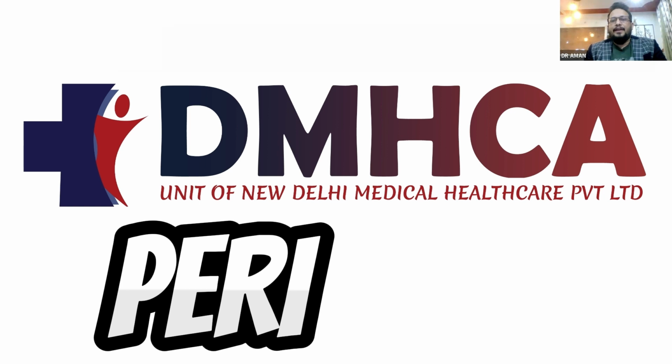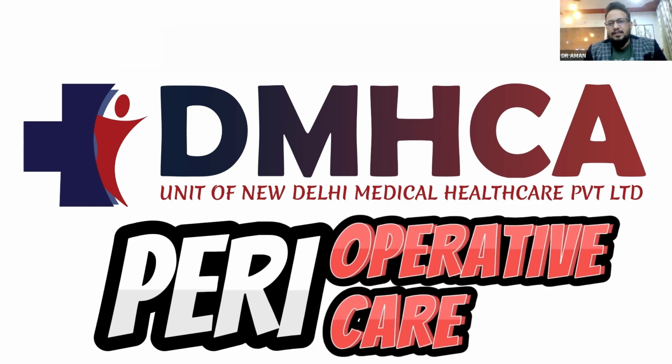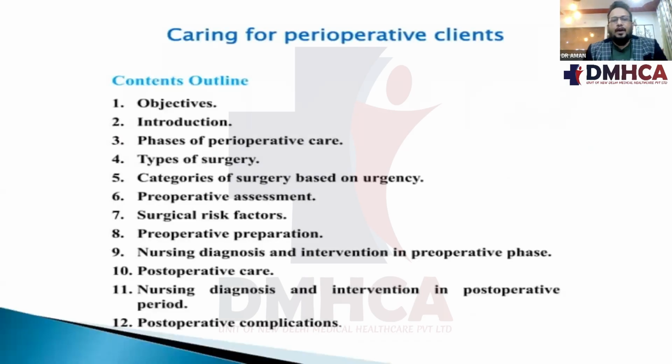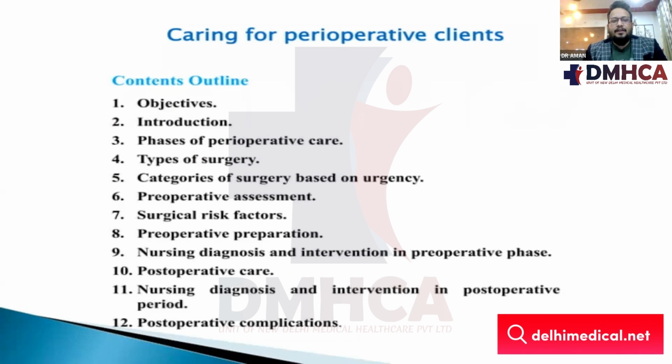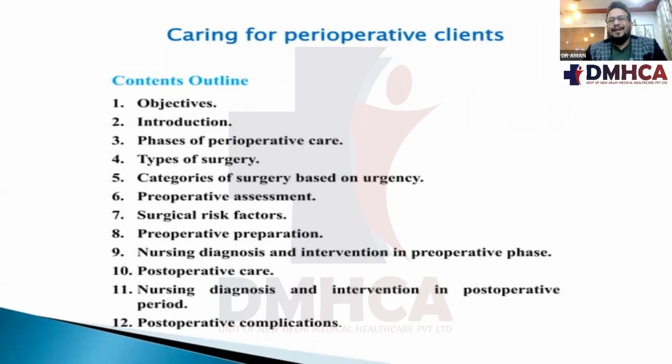Today's topic is perioperative care. So we will start with today's class of critical care medicine. In perioperative care, we have the following objectives: introduction, what are the phases of perioperative care, what are the types of surgeries, what are the categories of surgeries based on urgency, surgical risk factors, preoperative preparations, what are the nursing diagnosis and interventions of the nurses, post-operative care, nursing diagnosis and intervention in the post-operative period, and post-operative complications.